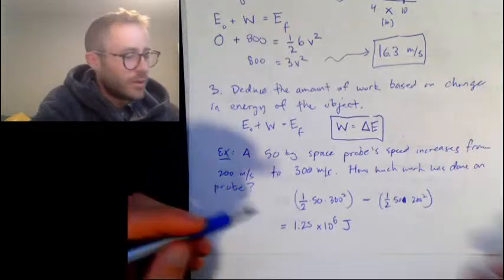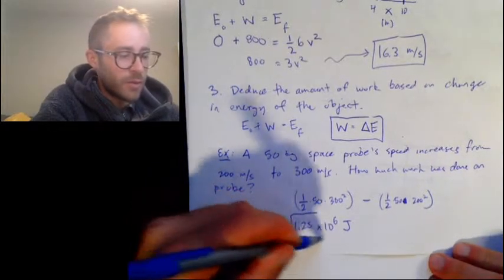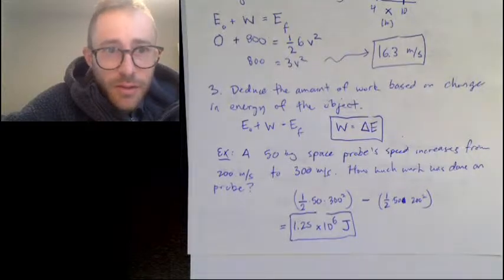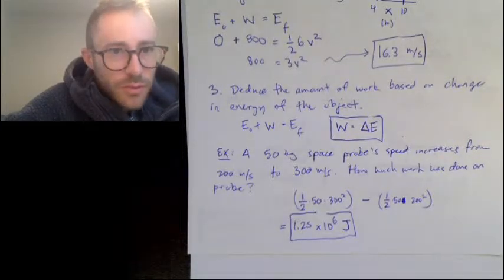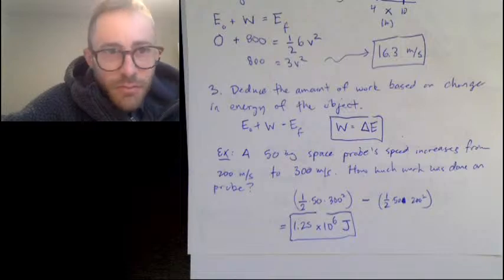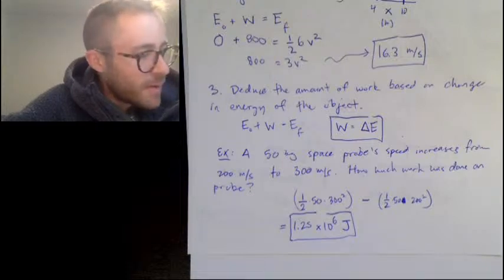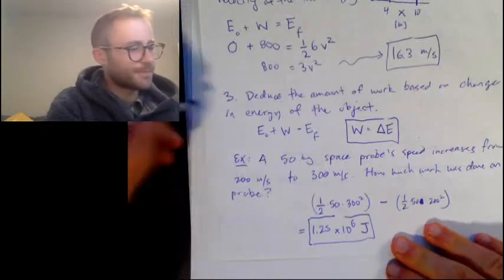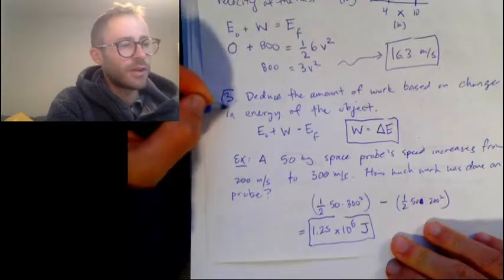Now you can have a very large amount of work done. I think one of the questions in the quiz today has billions of joules of work done, so don't panic about that. It's just we have a lot of energy. It's okay. All right, so these are the 3 ways that you can calculate work.